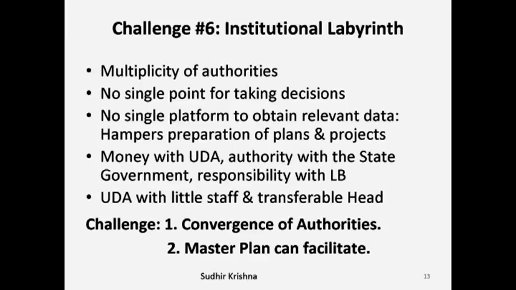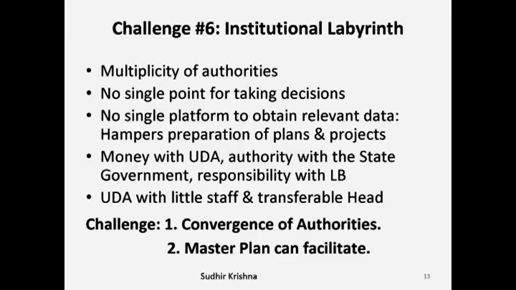Then the next challenge is the institutional labyrinth for urban planning. There is a multiplicity of authorities operating in the city under different statutes, quite independent of each other. They can take decisions without the formal concurrence of the others, and people now have shorter patience, and therefore we are looking for solutions. There are models which say that if the authority does not give its yes or no in 15 days, then it is taken as yes, and so on. That is one kind of solution, but the other is to have a single window of convergence.